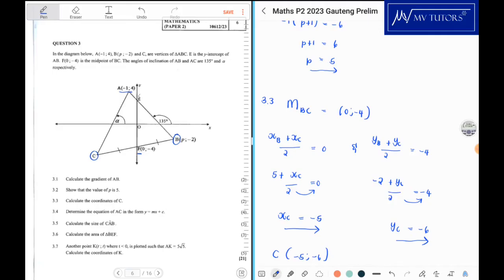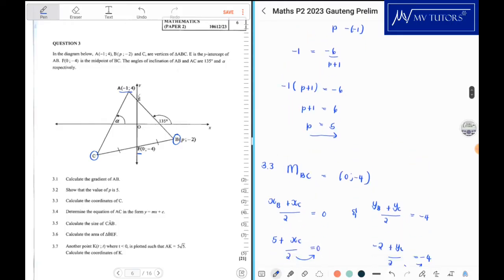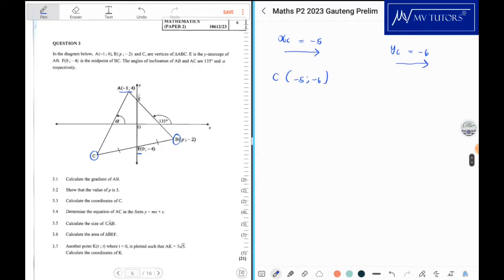Okay. Wow, and it's only 2 marks. Is it just 2 marks? Yes, it is. They're expecting you guys to know this and do it quick.